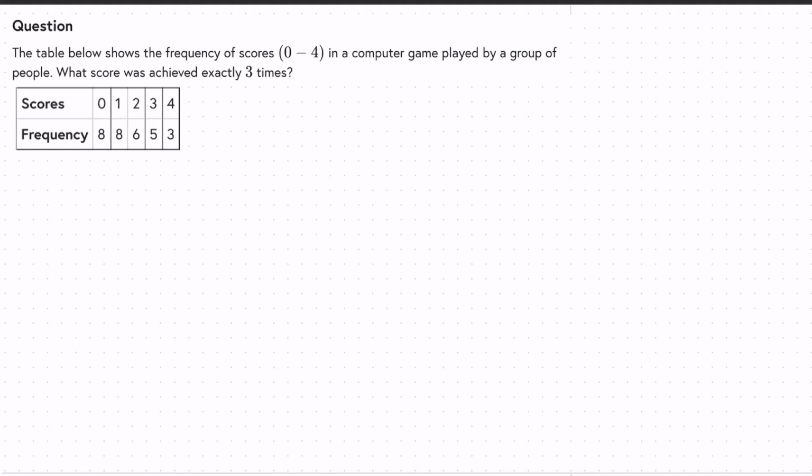In this question, we are asked to find out which score was achieved exactly 3 times. So the exactly 3 times tells me how many times it's happened, and that's what we mean by frequency. So the score 0 happened 8 times, 1, 8, 2, 6 times, 3, 5 times, and the score of 4 happened exactly 3 times. So the score that happened exactly 3 times was 4.